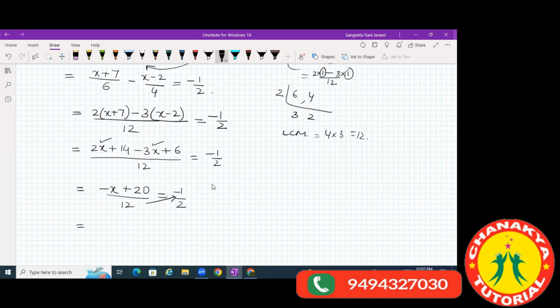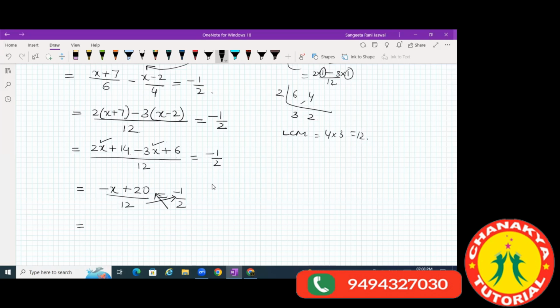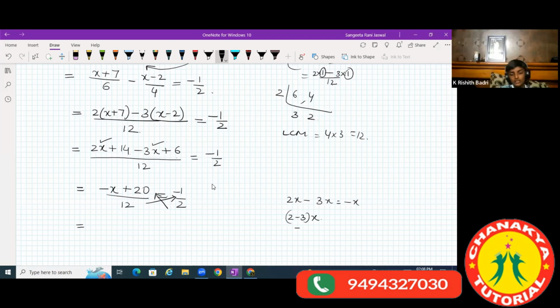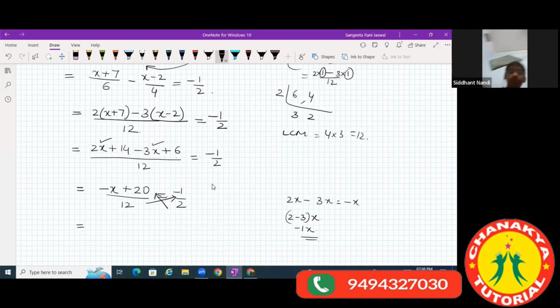Ma'am, like what you did for minus x, how did you get it? See here, 2x minus 3x is minus x. How did I get this? 2 minus 3, and x is common here. 2 minus 3 is minus 1, and x. Okay? So minus x plus 20.